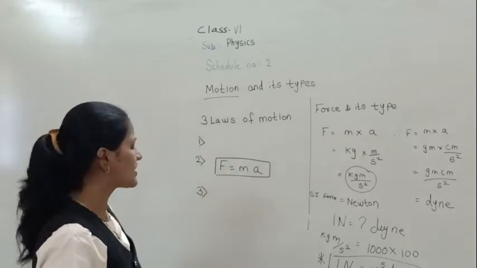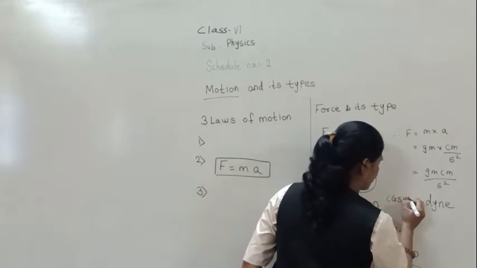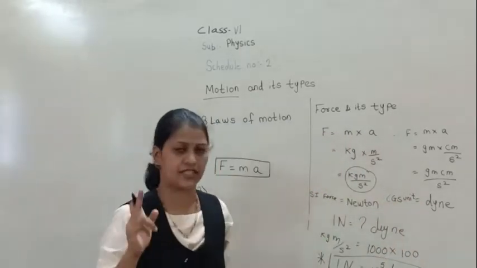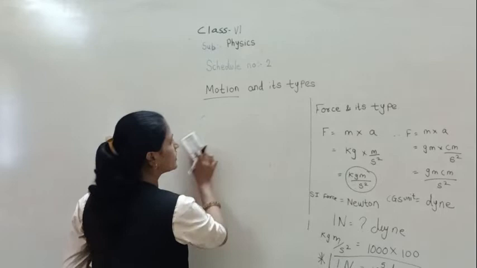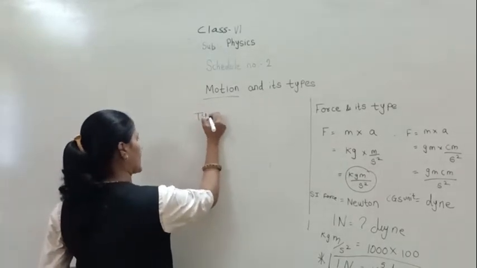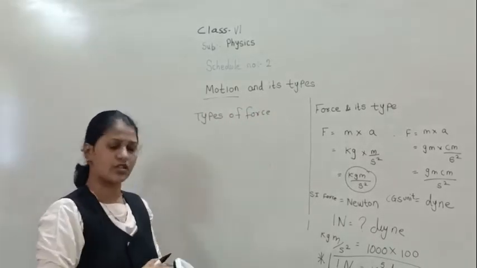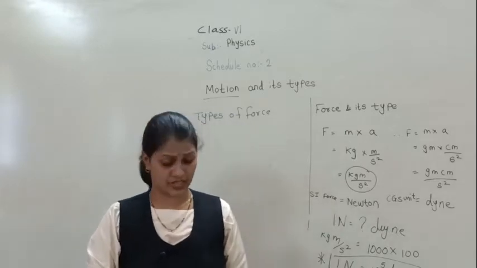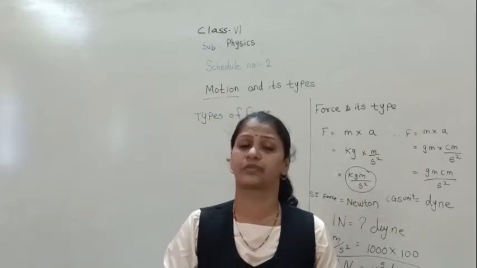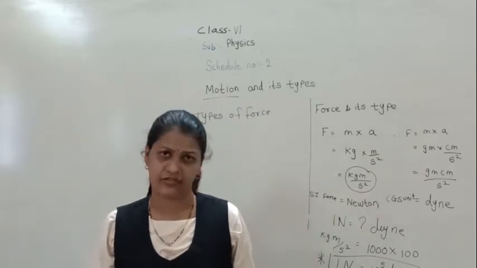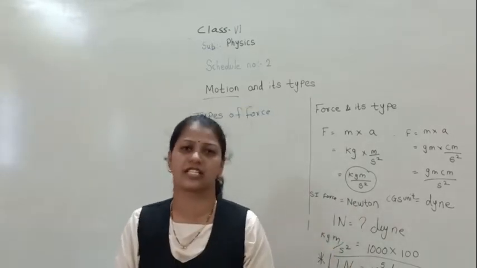So the SI unit of force is Newton and the CGS unit of force is dyne. Are you getting this? Then we have discussed the types of force, but before that we discussed the effects of force. What are the effects of force? Force can change the direction of an object. Force can change the shape of an object. Force can move a stationary object. Force can stop a moving object. These are all the effects of force.